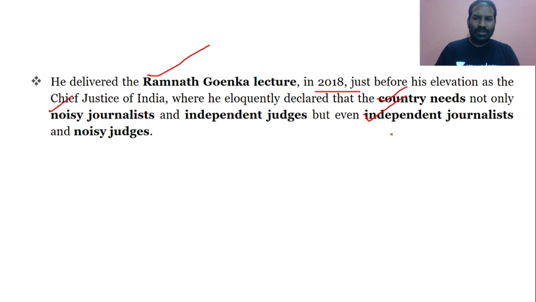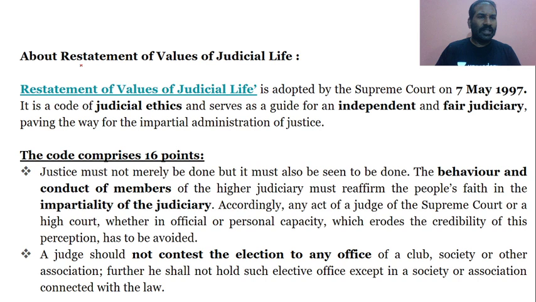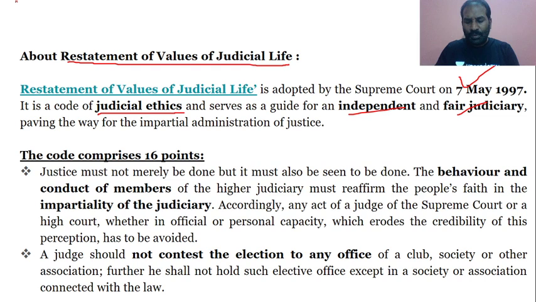And then we will look at the 16-point code of conduct for judges. That is also called, as we discussed, the Restatement of Values of Judicial Life. It was adopted by the Supreme Court on 7th May 1997. It is a code of judicial ethics, and it serves as a guide for independent and fair judiciary. So again, from a prelims point of view, very important. Make a note of when it was adopted, and that it is a code of judicial ethics that guides an independent and fair judiciary.